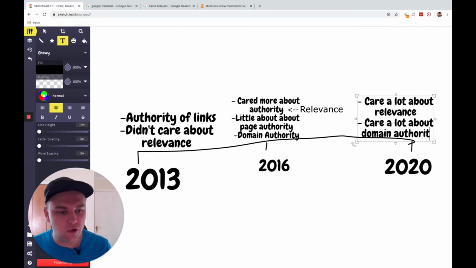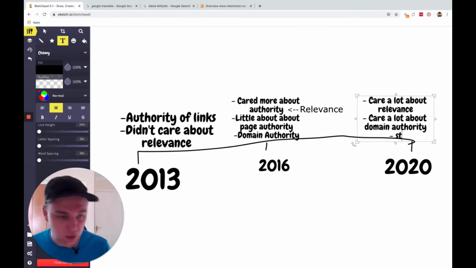Okay, so that's the overall. When I say domain authority, I don't mean Moz or whatever. I just mean the overall linkage of the site, and they still care about page authority, okay.